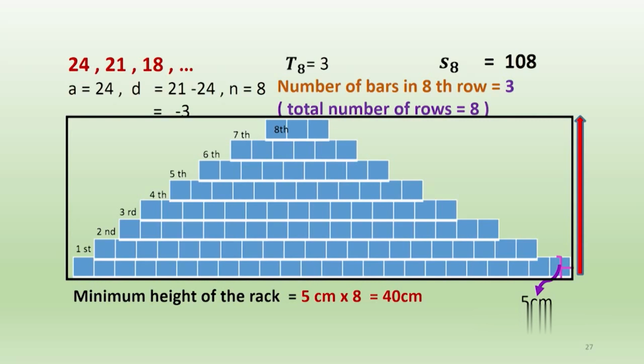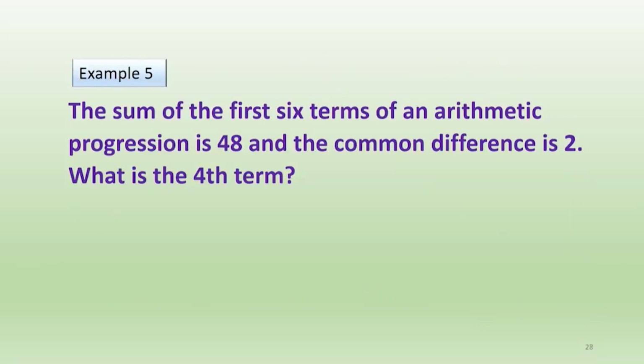Okay. Then we can move to another example. The sum of the first 6 terms of an arithmetic progression is 48 and the common difference is 2. What is the fourth term? Okay. Then here we have to talk about this. The sum of the first 6 terms of an arithmetic progression is 48, and the common difference is 2. What is the fourth term?